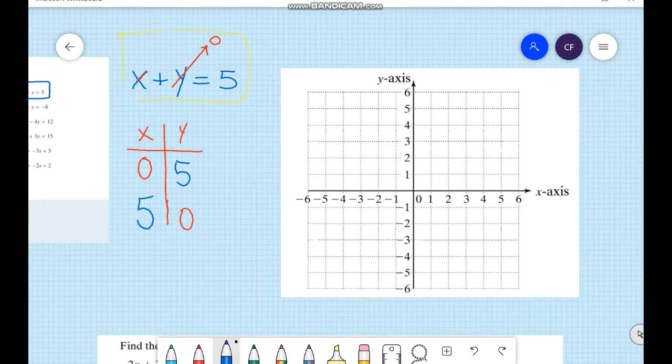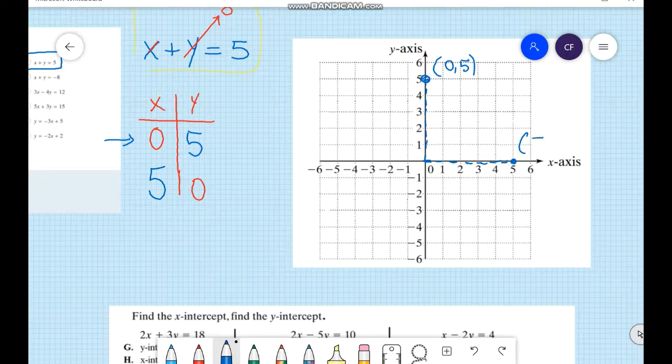Plot the points. The first point. X equals 0, y equals 5. I mean, y equals 5 is here. The next point. X equals 5, y equals 0. This is 5 and 0. Now I can draw the line. Connect here both points, and you have the line.